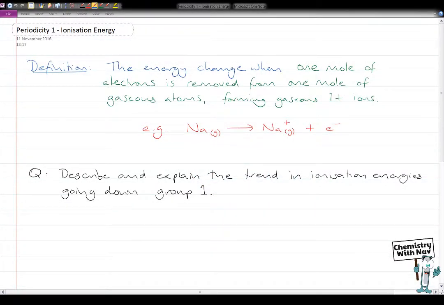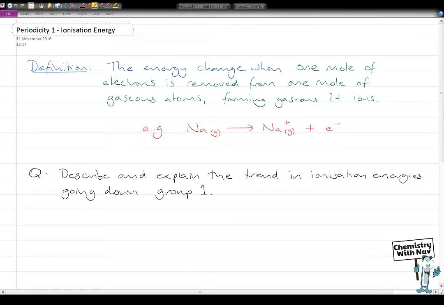In this video we're going to have a look at ionization energy, which is defined as the energy change when 1 mole of electrons is removed from 1 mole of gaseous atoms, forming gaseous 1+ ions. You need to learn these definitions because very often in exam questions you'll be asked to write equations that fit them. In this case I've shown in red a mole of sodium atoms, which are gaseous, turning into sodium 1+ ions, which are also gaseous, and an electron is lost.